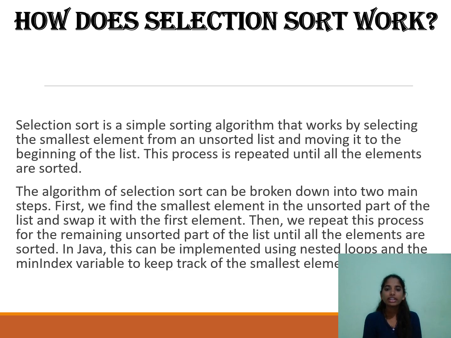Selection sort is a simple sorting algorithm that works by selecting the smallest element from an unsorted list and moving it to the beginning of the list. This process is repeated until all the elements are sorted. The algorithm of selection sort can be broken down into two main steps. First, we find the smallest element in the unsorted part of the list and swap it with the first element. Then we repeat this process for the remaining unsorted part of the list until all the elements are sorted. In Java, this can be implemented using nested loops and a min index variable to keep track of the smallest element.